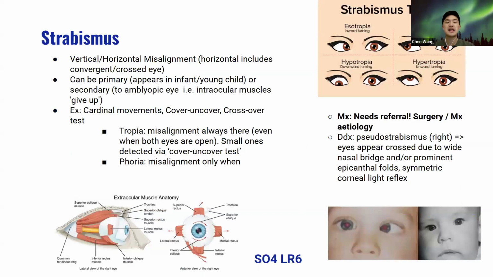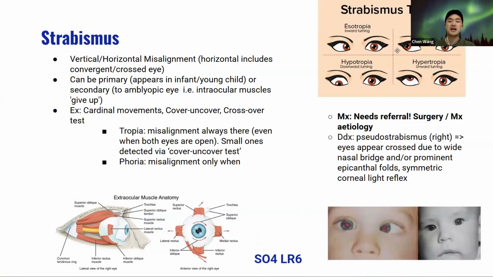For strabismus, basically this can either be a vertical or horizontal misalignment of the two eyes. So when the eye is turning inwards, we call that esotropia. When they're turning outwards, we call them exotropia. If it's downwards turning, it's hypotropic, and if it's upwards turning, it's hypertropic.